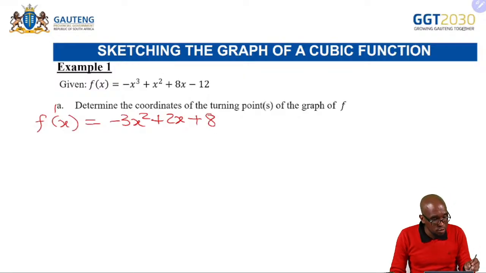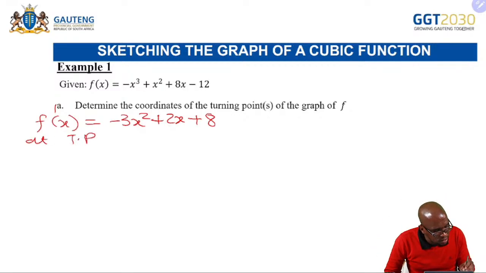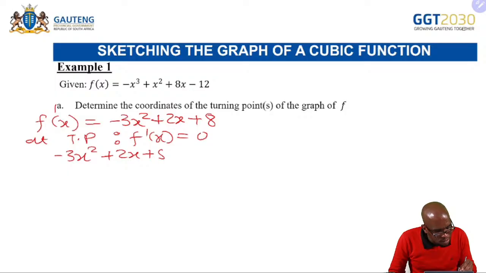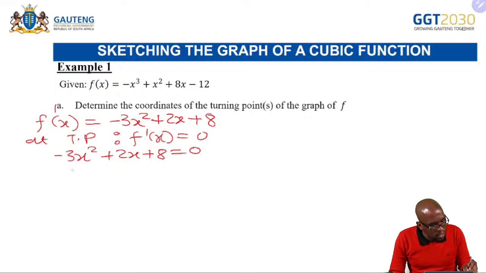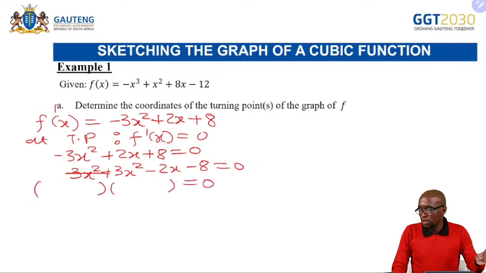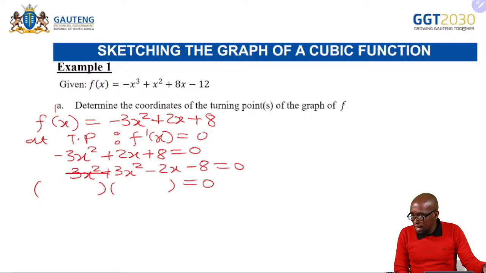Obviously, we have to put the derivative at the stationary point. At the turning point, at the stationary point, the gradient f'(x) equals 0, which means that now we're going to have -3x² + 2x + 8 = 0. Now, if you divide by -3, you get 3x² - 2x - 8 = 0. You find the factors of this using trial and error.